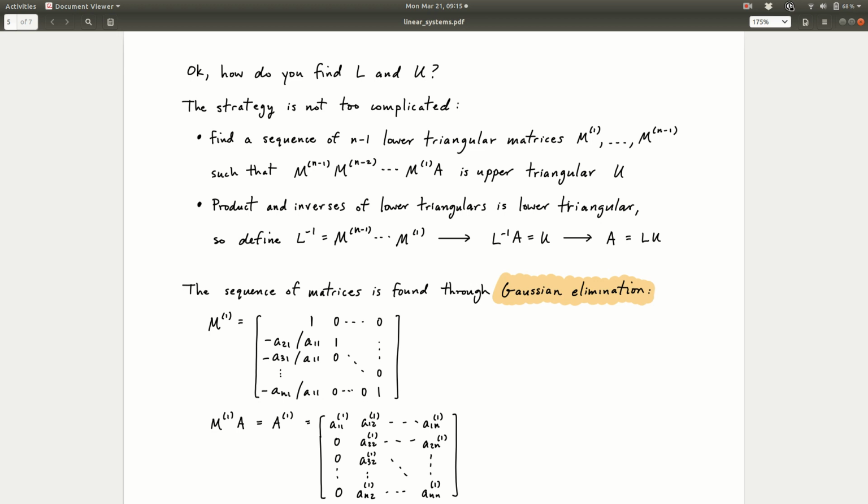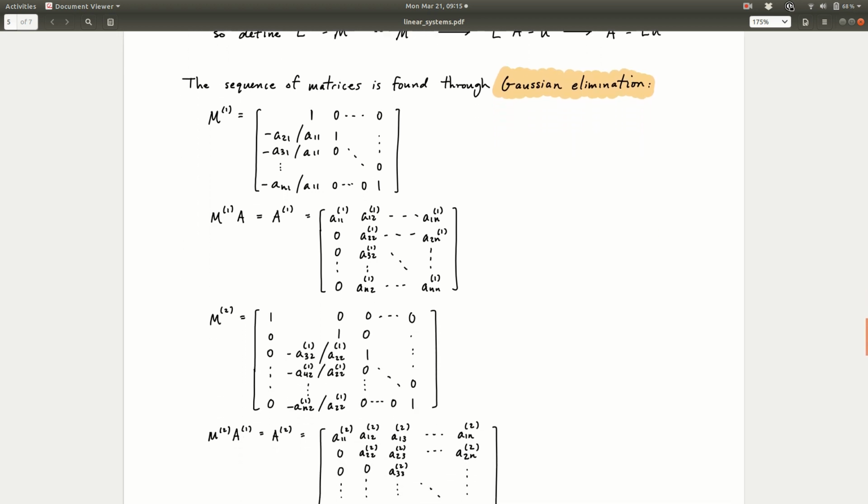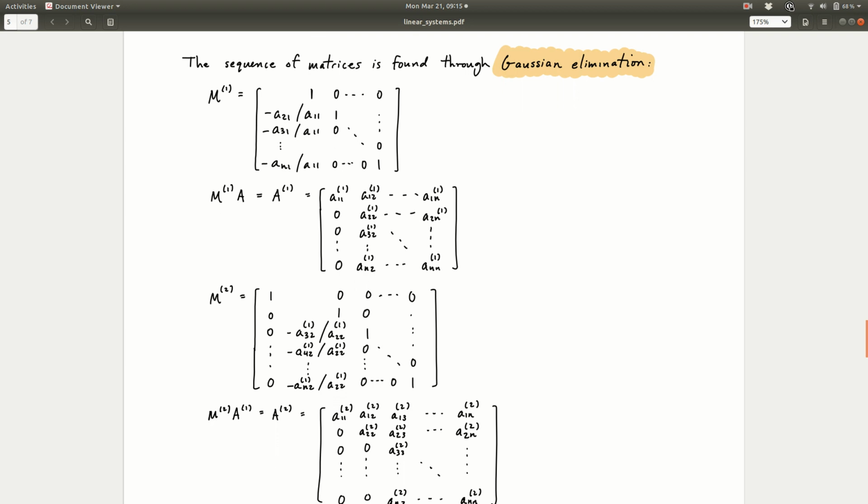Okay, so that's the general strategy. We have to tell you how this gets implemented, but we have to find the sequence of lower triangular matrices, which produces an upper triangular on the right when multiplied by A, and then we just flip the product of the sequence of matrices around to the other side, and that gives us A equals LU. All right, so how do you do this? This is through a process called Gaussian elimination. You probably learned this in your matrix algebra course, but we're going to review it here.